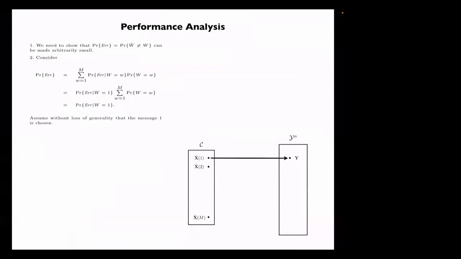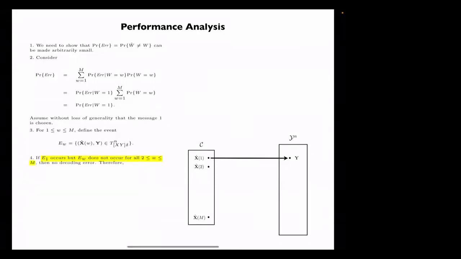So this is the situation. The box on the left hand side is the code book, which consists of M code words, and we send the first one through the channel, and we obtain the output sequence Y. Now we define an event associated with a message w. This event is denoted by E sub w, and it is the situation that the w-th code word is jointly typical with the Y sequence that you receive after the transmission.